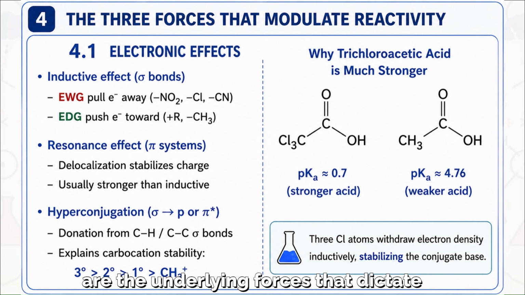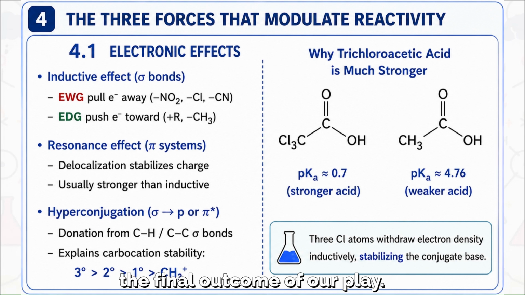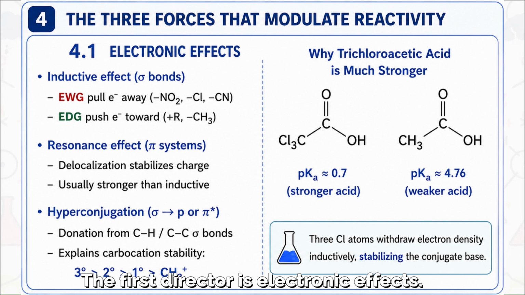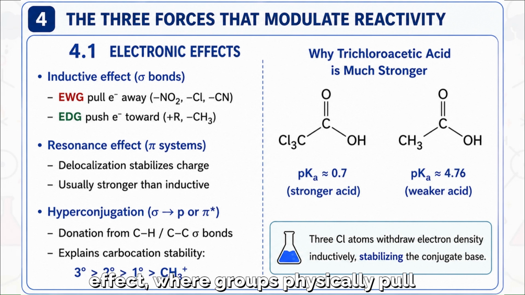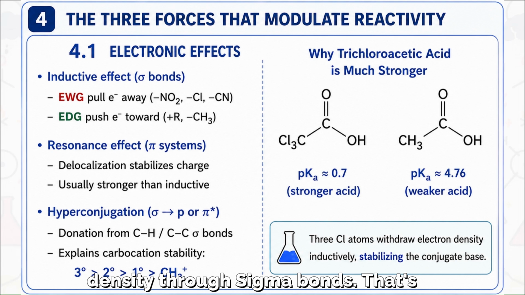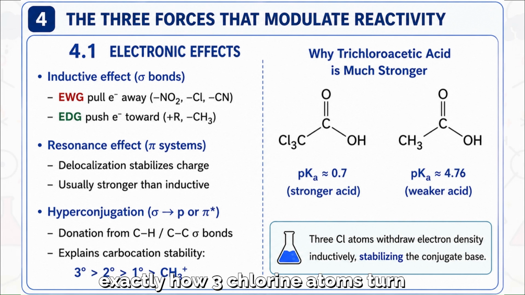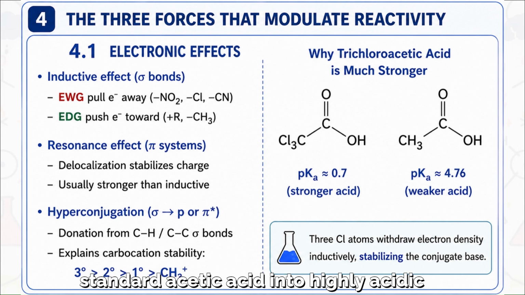These are the underlying forces that dictate the final outcome of our play. The first director is electronic effects. These dictate exactly how charge is stabilized. You've got the inductive effect, where groups physically pull density through sigma bonds. That's exactly how 3 chlorine atoms turn standard acetic acid into highly acidic trichloroacetic acid.